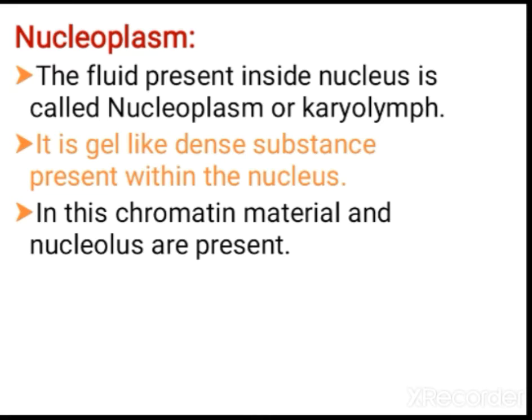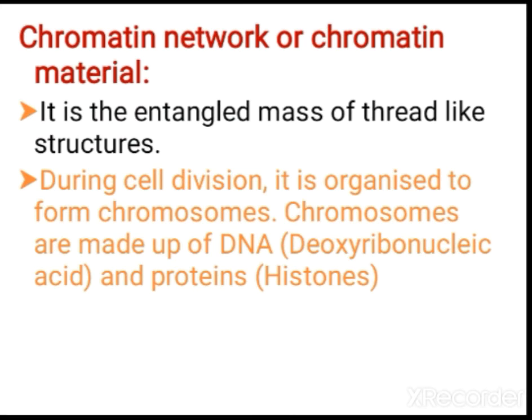It is a gel-like dense substance present within the nucleus. In this, chromatin material and nucleolus are present. Actually, when it is in the network structure of chromosome, you call that chromatin. When it is condensed, you call that chromatid. So the network you call chromatin. During cell division, it is organized to form the chromosomes. The chromosomes are made up of DNA, that is deoxyribonucleic acid, and histones, that is proteins.